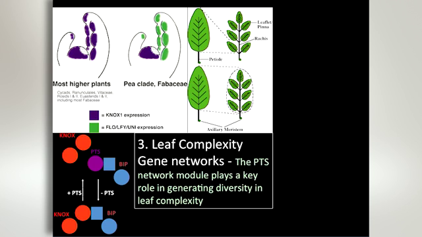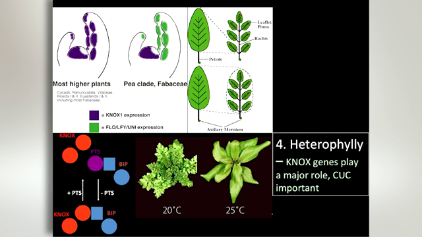When we look at leaf complexity gene networks, and I really didn't go into gene networks at all, but I did show you about the PTS module. We have published a paper on a gene network that centers around the PTS module. So I can really say that the PTS network module plays a key role in generating diversity in leaf complexity, but it is also acting through the Knox genes. I showed you that heterophily involves Knox genes. These seem to play a major role in this change in leaf complexity that you can see often on the same plant in response to different environmental cues, and that the CUC genes are important in this fractionation process.